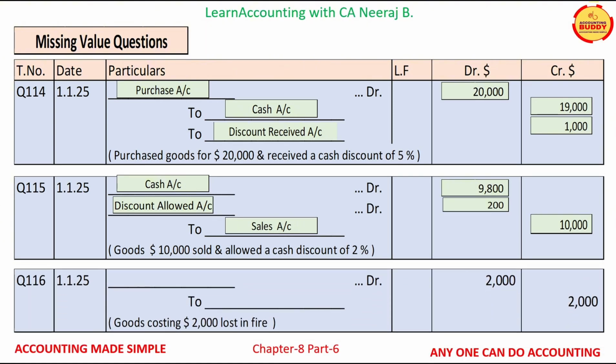Question 116 is goods costing $2,000 lost in fire. The accounts which are affected by this transaction are debit loss of stock by fire and credit purchase account.